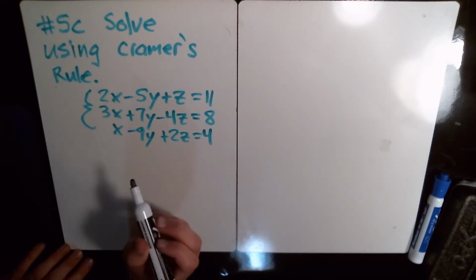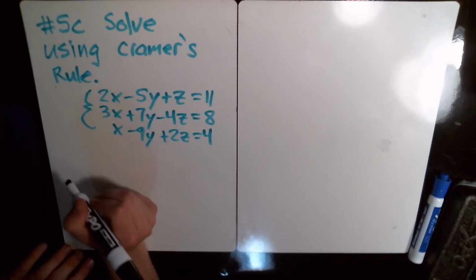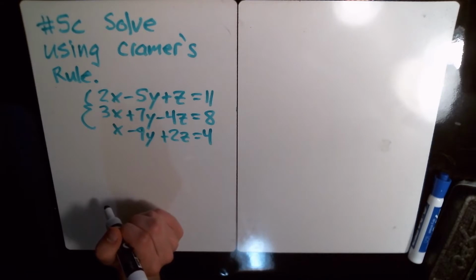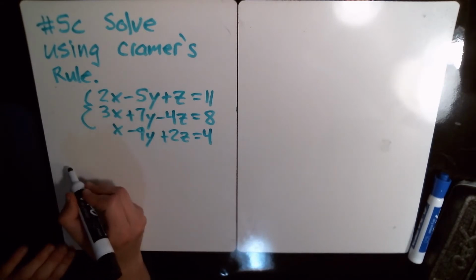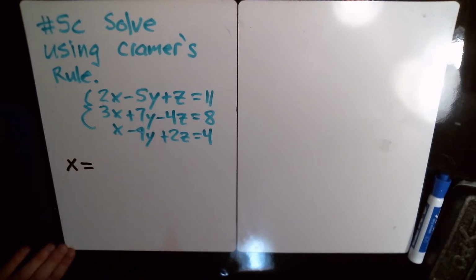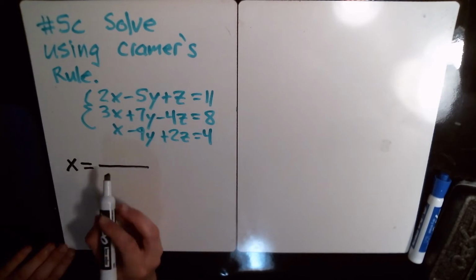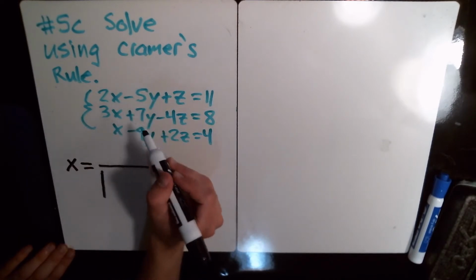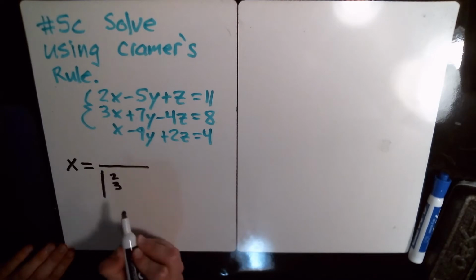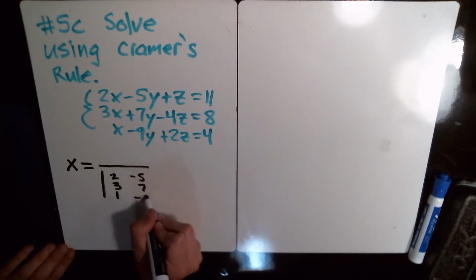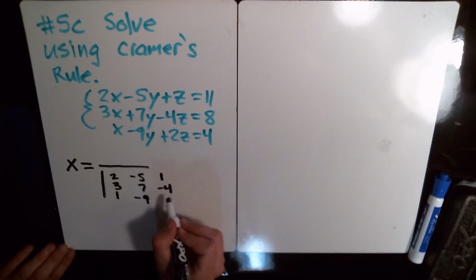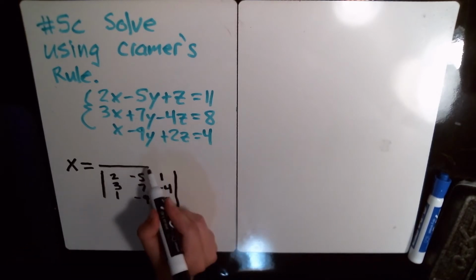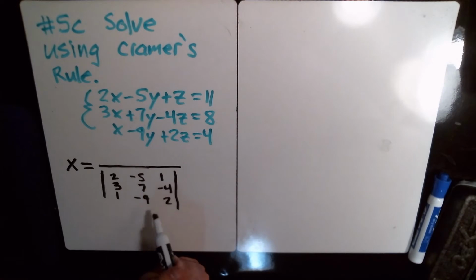But essentially, remember that Cramer's rule tells you the solution of your system using what are called determinants. If I want to find, for instance, x, Cramer's rule tells me it's a fraction of two numbers, and it's the determinant of just the coefficient matrix. So 2, 3, 1, negative 5, 7, negative 9, 1, negative 4, 2. This is on the bottom. It's sometimes called A or D in your book.